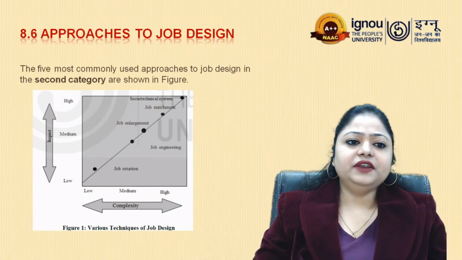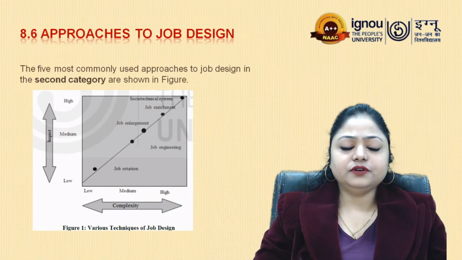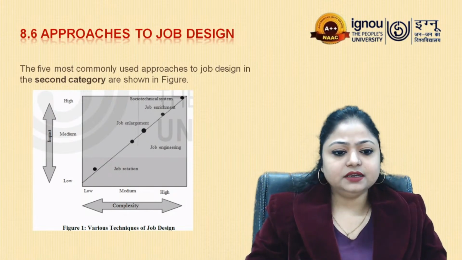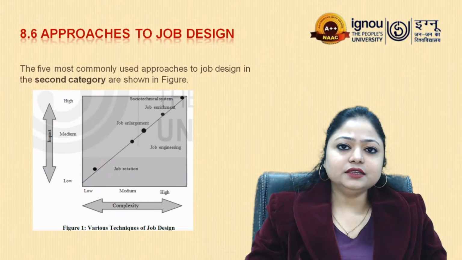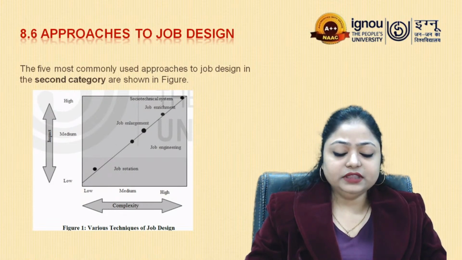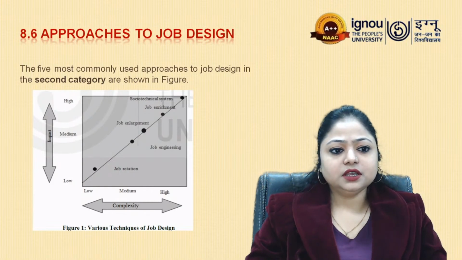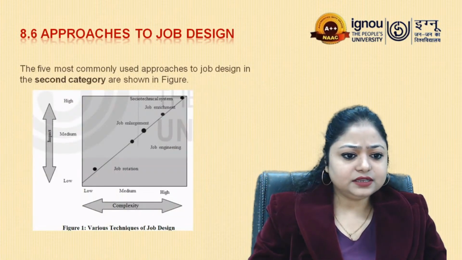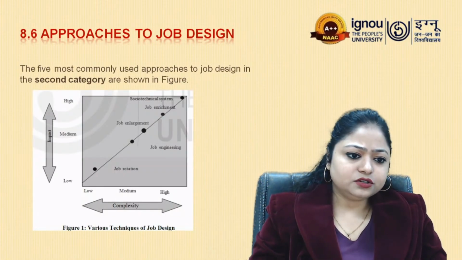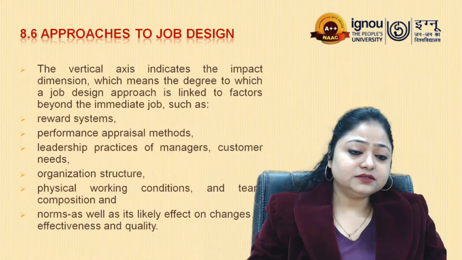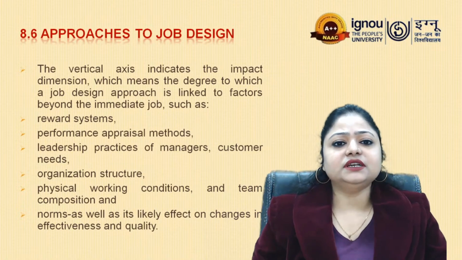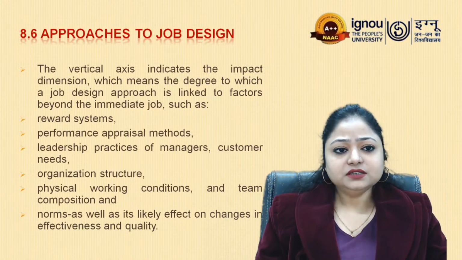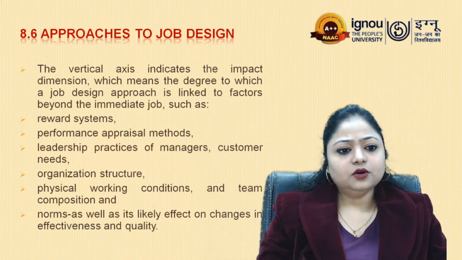So this second category of job design has the five most commonly used approaches of job design. Five different types of job designing can be there with the help of the second approach, second category, which was to design the job afterwards when the role occupant has already got the job position. So here we see a vertical aspect and a horizontal aspect, and this vertical axis indicates the impact dimension, which means the degree to which a job design approach is linked to factors beyond the immediate job, such as reward system, performance, organizational structure.